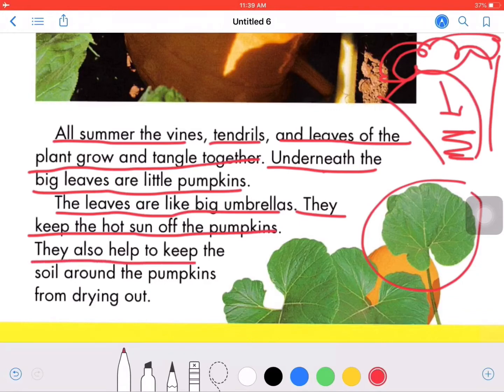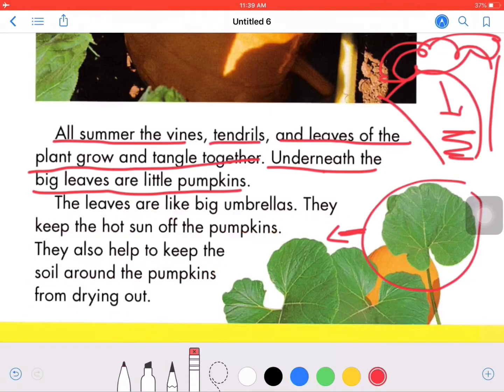They also help to keep the soil around the pumpkins from drying out. So these leaves have two jobs. The first one, to keep the hot sun off the pumpkins. So let's make it with yellow. To keep the hot sun out of the pumpkins. Also, to keep the soil from drying out. If there is too much hot sun on the pumpkin and on the soil, the soil will be without water. It will dry. There will be no water in the soil. So the pumpkin will die.